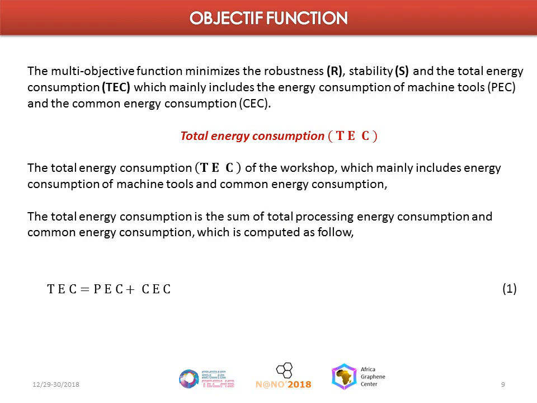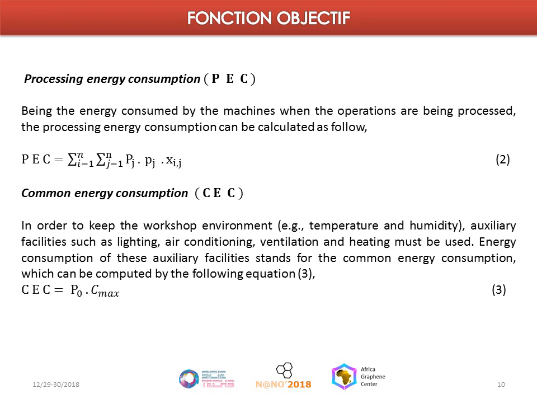The multi-objective function minimizes the robustness, stability, and the total energy consumption, which mainly include the energy consumption of machine tools and the common energy consumption. The total energy consumption is the sum of total processing energy consumption and common energy consumption, which are computed as below. The processing energy consumption is the energy consumed by the machine when the operations are being processed. It can be calculated as below in equation 2.